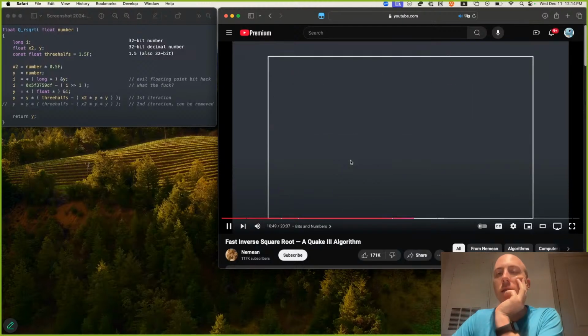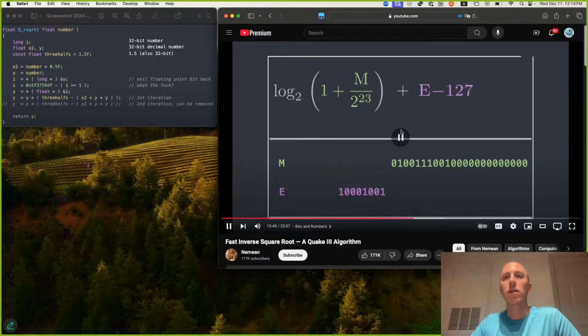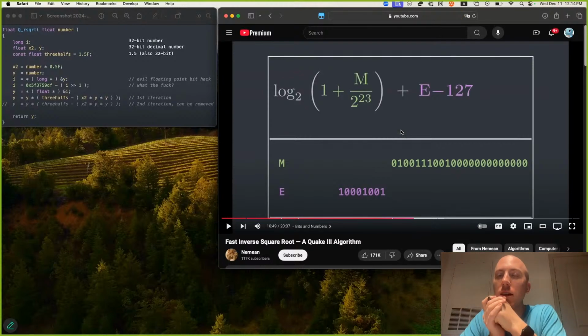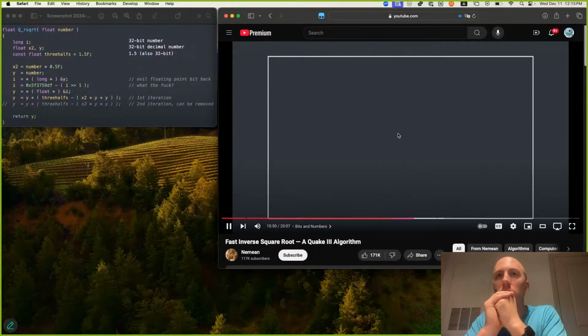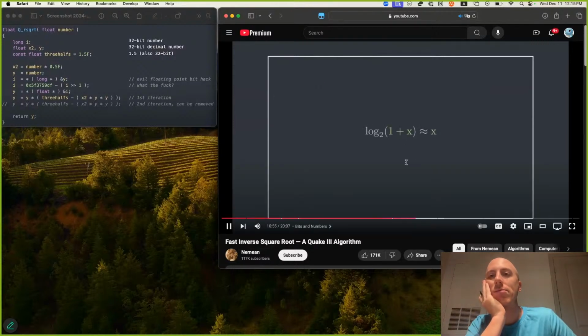You see, the trick is an approximation to log of 1 plus x. But he's saying just get rid of the log. He's not saying to actually undo the log. So I'm kind of confused. Let him cook, see where he's going with it. The trick is an approximation to log of 1 plus x. For small values of x, log of 1 plus x is approximately equal to x. Let's see, is he going to explain that?